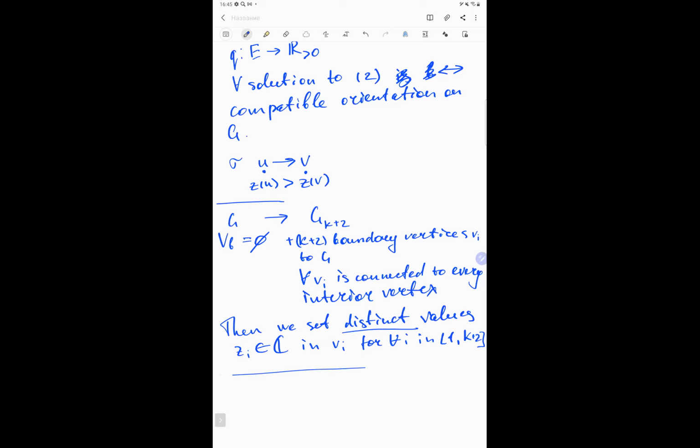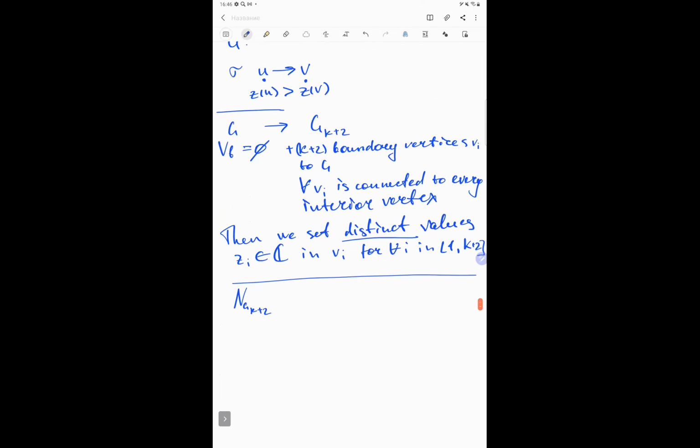Then we say that the number on graph G_{K+2} of realizations Z on interior vertices for fixed generic Q satisfying the first condition and the second is equal to this expression.